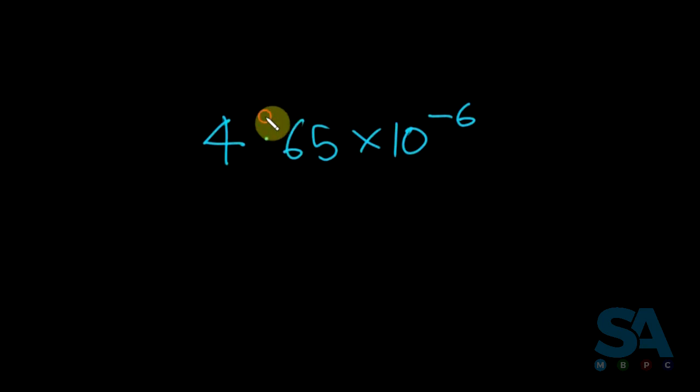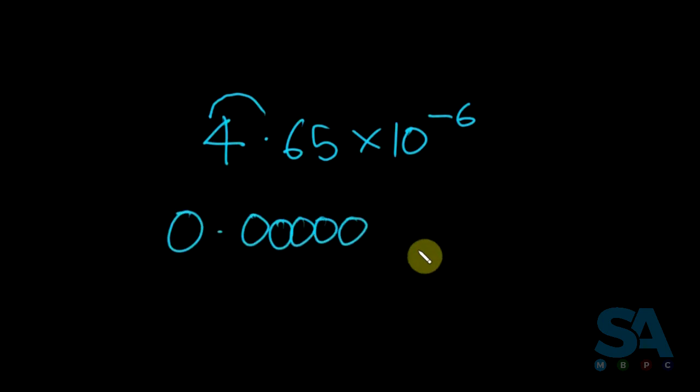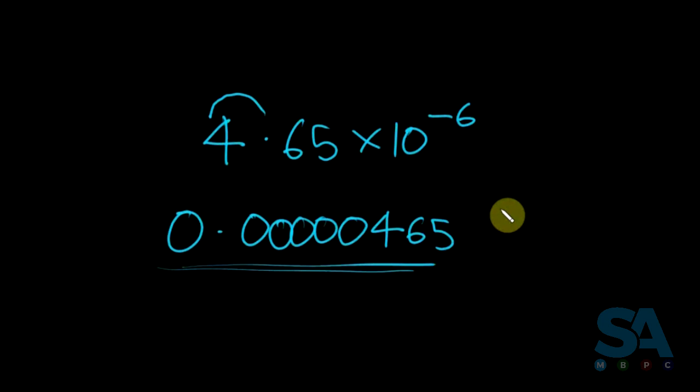So we move 1 space here, and then we need to move another 5, meaning that we need to just add 5 zeros to this value here past the decimal point. That would leave us with 0.00000465. This is 4.65 times 10 to the minus 6 in its ordinary form.